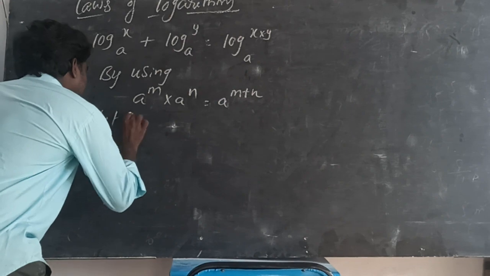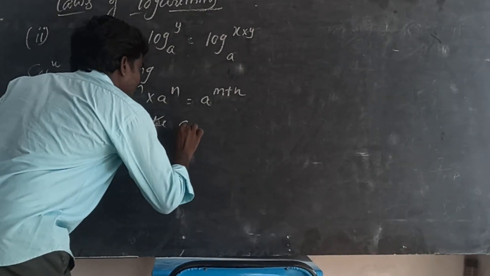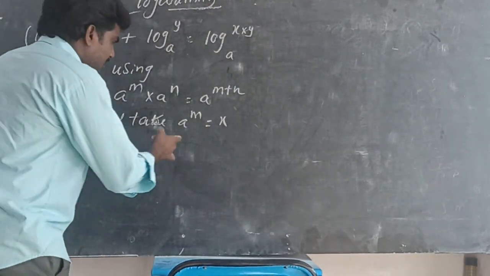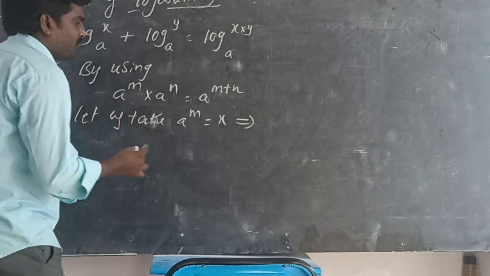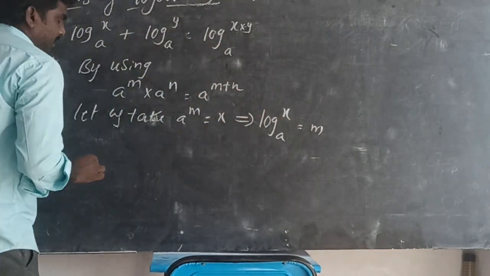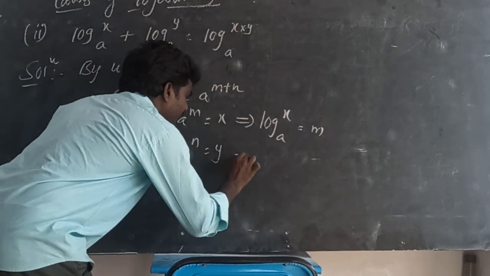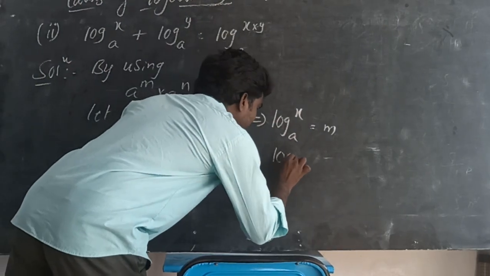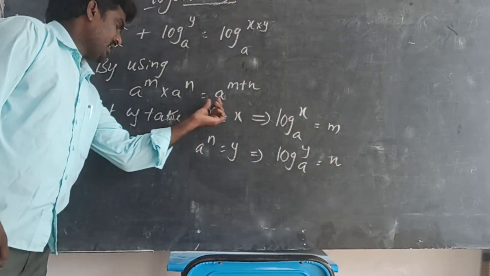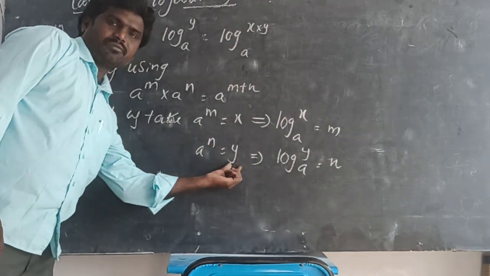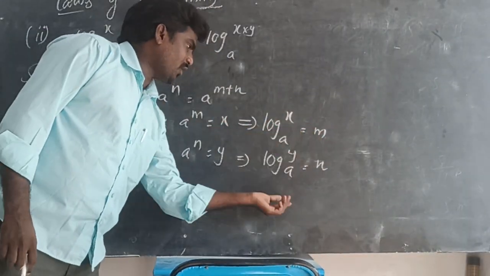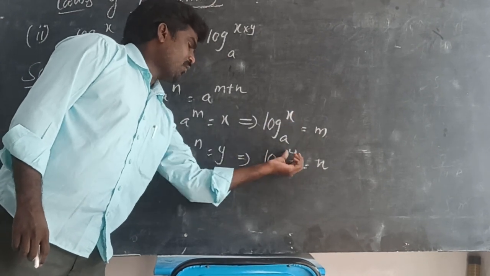Okay, let us take a power m is equal to x. This exponent form we can write as logarithm form, that is log x base a is equal to m. Next, a power n is equal to y. We can write log y base a is equal to n. So these two values we can write in logarithm form: log x base a is equal to m, log y base a is equal to n.